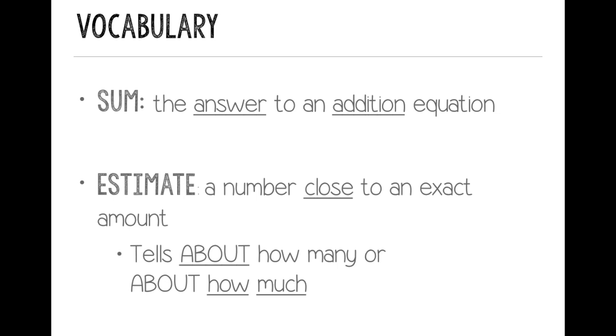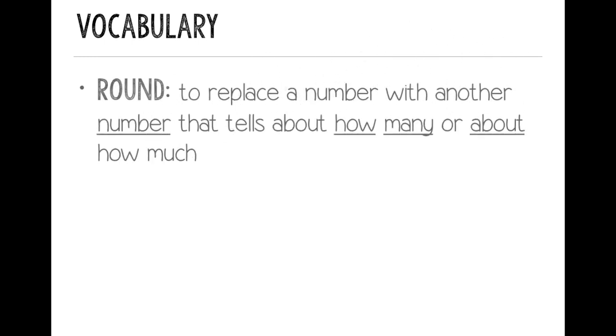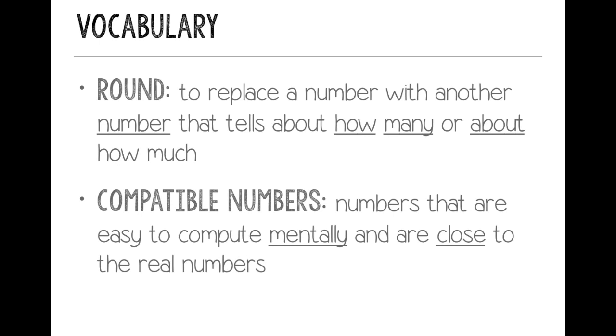And when we estimate, we normally round. And when you round, you are replacing a number with another number that tells about how many or about how much. Rounding uses place value, so you might round to the nearest 10, the nearest 100, the nearest 1,000. You can also use compatible numbers when you estimate. And compatible numbers are numbers that are easy to compute mentally and are close to the real numbers.